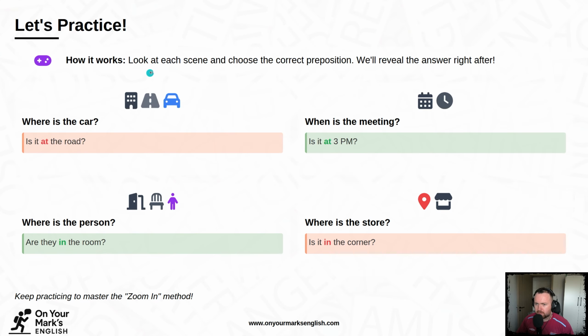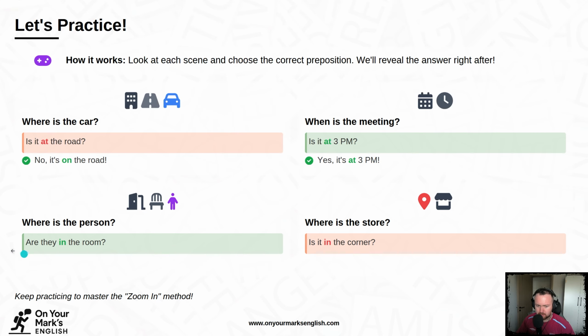Okay, so now we're going to look at 4 different scenes and choose the correct preposition in, on, or at, and we'll reveal the answer right after. Where is the car? Is the car at the road? What do you think? No, it's on the road. The car is on the road. How about this? When is the meeting? Is it at 3 p.m.? Yes, it is. It's at 3 p.m.